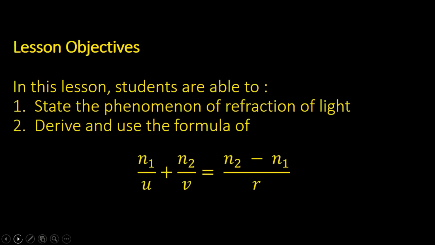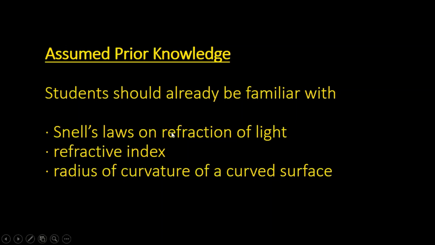Lesson objective. In this lesson, students are able to state the phenomenon of refraction of light. Students are also able to derive and use the formula n1 over u plus n2 over v equals n2 minus n1 over R. Assumed prior knowledge: students should already be familiar with Snell's law on refraction of light, refractive index, and radius of curvature of a curved surface.